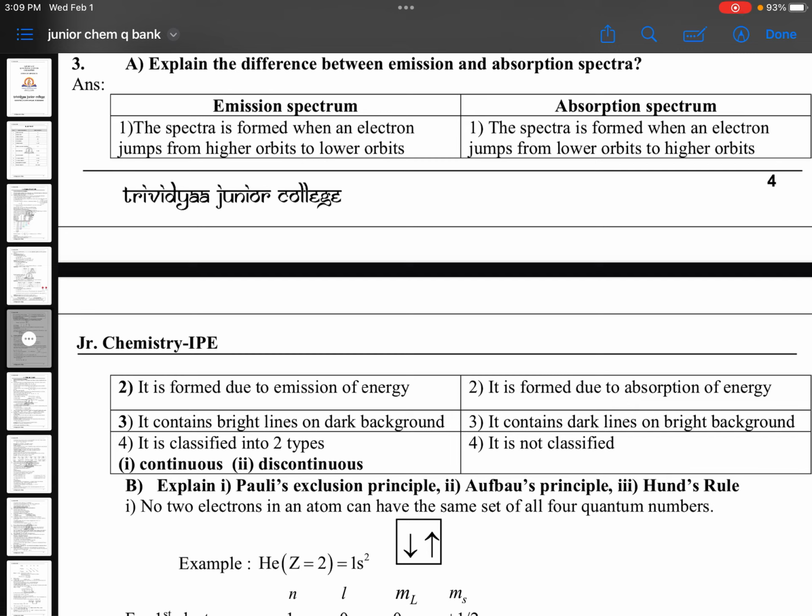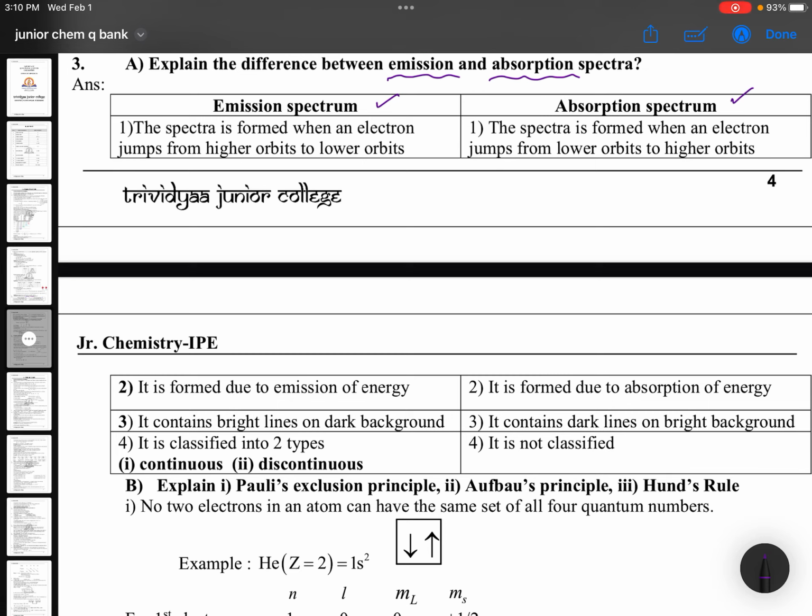Third question is, explain the difference between emission and absorption spectrum. What is emission spectra and what is absorption spectra? नाम में ही पता है, emission बोले तो coming out, absorption बोले तो taking in. ओके ना, absorb कर रहा है, ये emit कर रहा है, उसी को हम points में देखेंगे. देखो इधर emission spectrum, इधर absorption spectrum लो, points कर लो, बस हो गया.